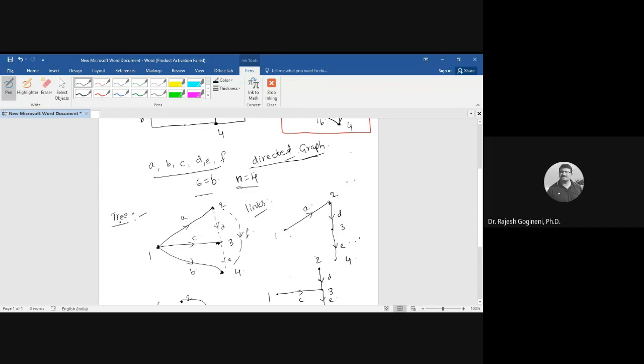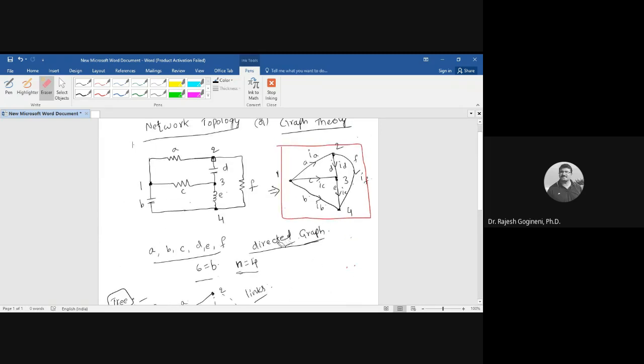That means links are defined for a tree. So in a tree, without a closed loop, the branches are also called twigs. And the remaining branches, which form the closed loop, are called the links. Twigs and links are the two names, right? For a network we can draw the graph, and if the current directions are indicated, it is called a directed graph.